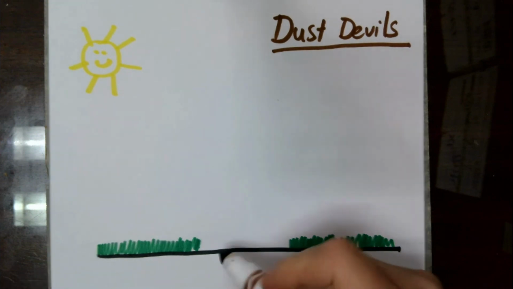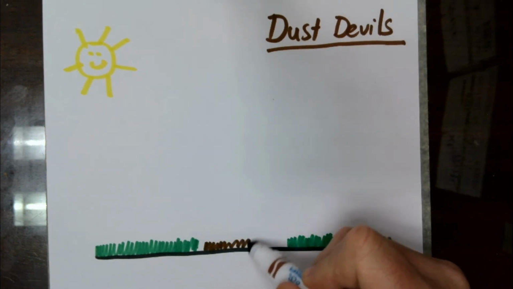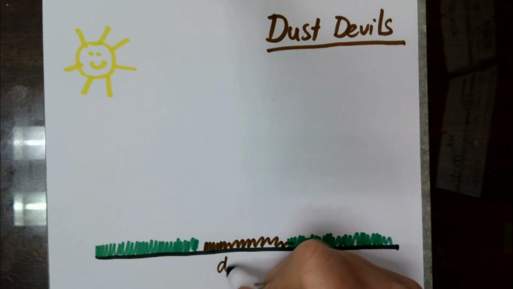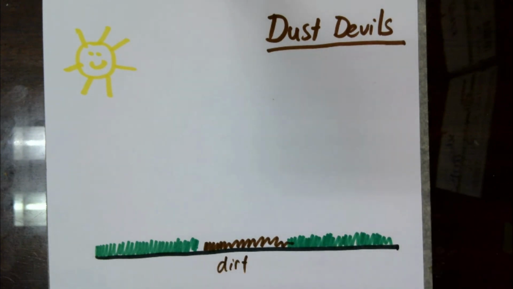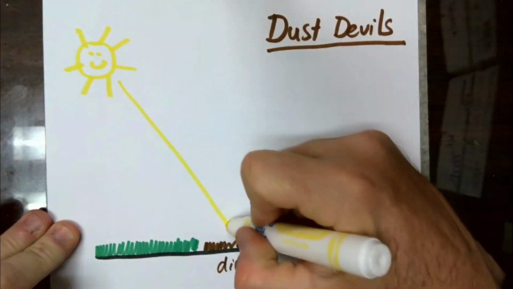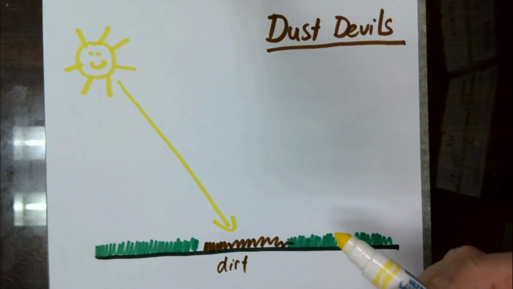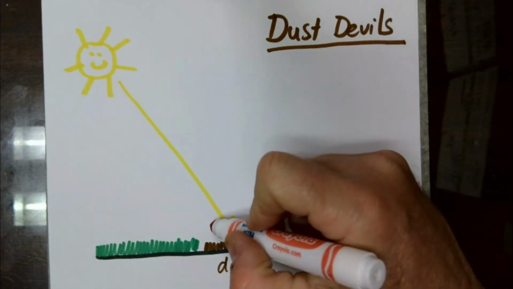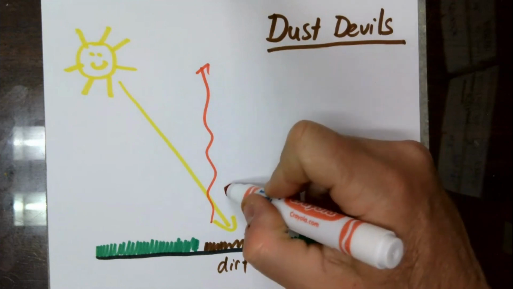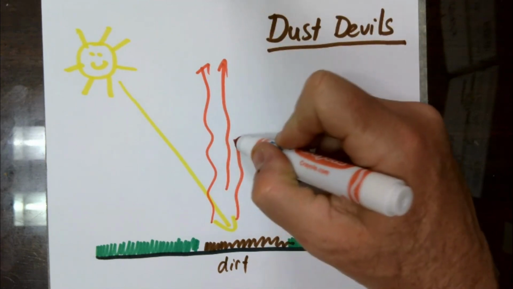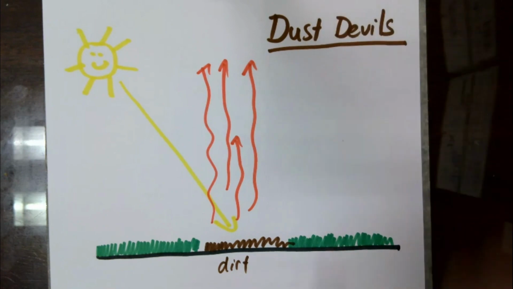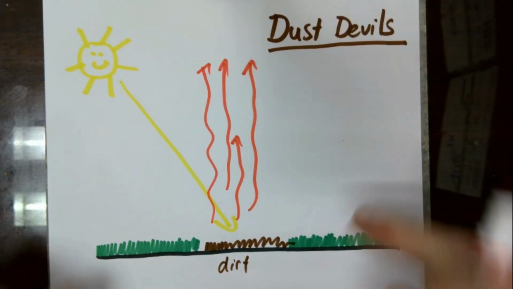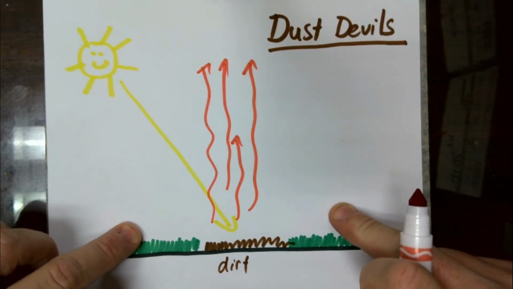But imagine that I had a little exposed path of dirt. It's got some loose dirt right here. Well, if the sunlight hits that dirt, it's going to get hot. And the air over the dirt is going to get hot. And we know that hot air does what? It rises. So we're going to have something like this going on. The air right there is going to be rising. Whereas the air over here will not be rising.